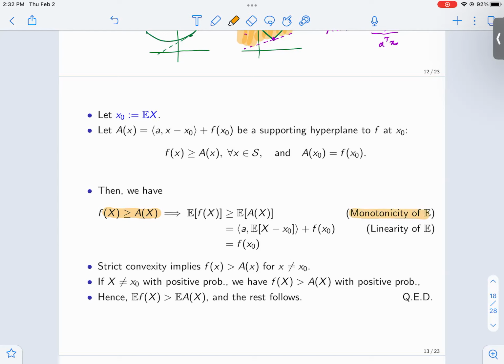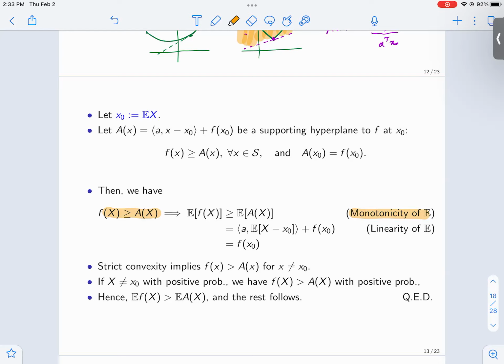Because of this, expectation is a monotone operator. So if you apply it, you preserve equality, okay? Inequality. And then expectation is a linear operator. So this is sort of a linear plus constant, so it moves in fact.